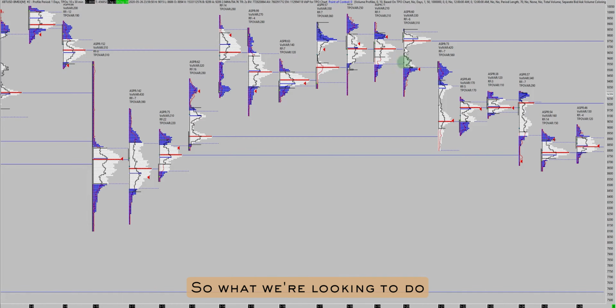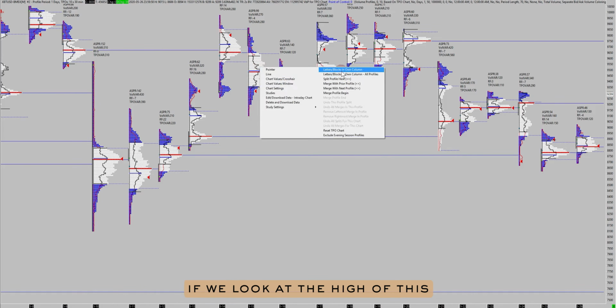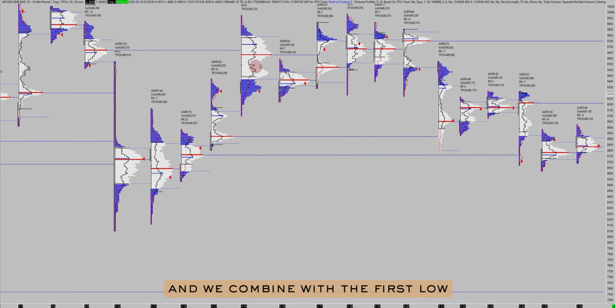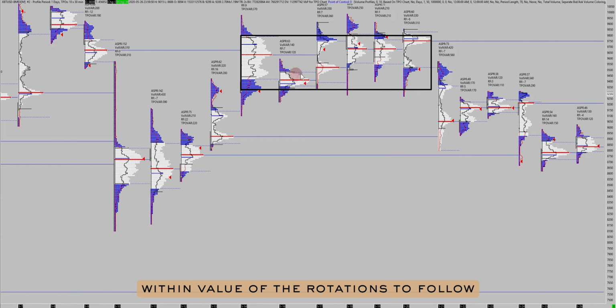Okay, so what we're looking to do is sort of describe the environment that we're in so that we could best situate ourselves moving forward. If we see that over the course of a few days, we have something like value overlap. So for example, we have 2 days where we're essentially within the structures. Okay, we have an inside day to follow, and we begin to have this overlap in value. So if we look at the high of this and we combine with the first low, what we're seeing is that there is a ton of overlap within value of the rotations to follow.